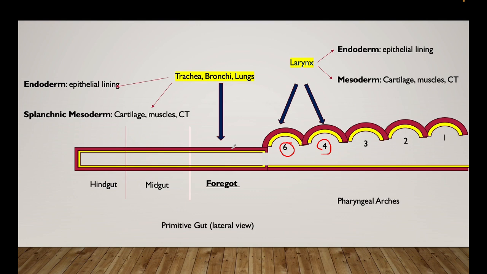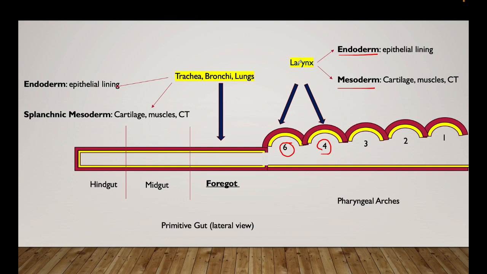Okay? Now the larynx, as I said, arises from the endoderm and the mesoderm. The endoderm gives rise to the epithelial lining of the larynx, makes sense, the mucosa. The mesoderm gives rise to the muscles, the cartilages, and the connective tissue of the larynx, which we will discuss later.